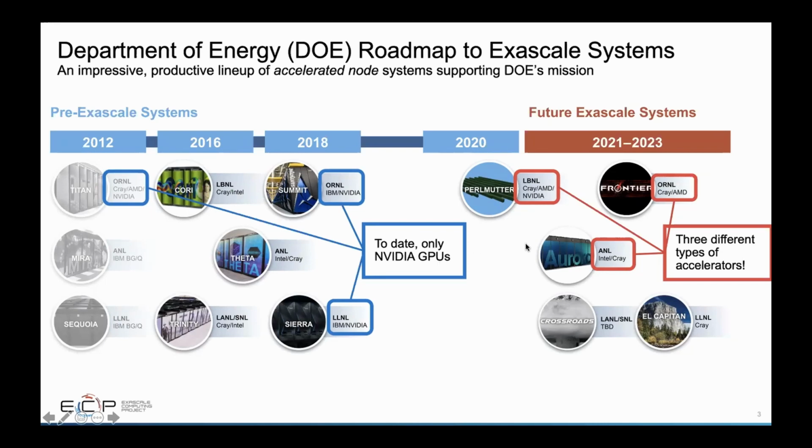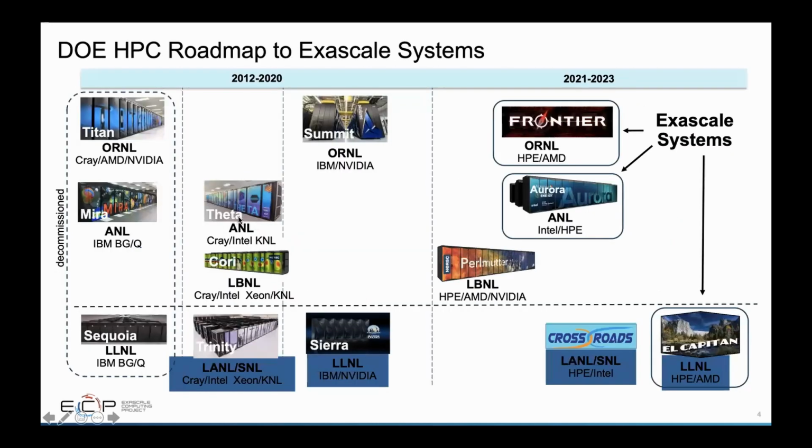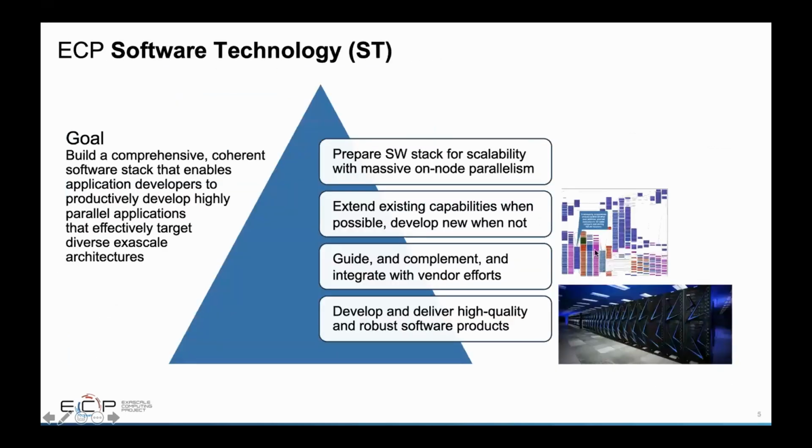Now going into the future, Perlmutter at Berkeley Lab has NVIDIA GPUs, but there are other GPU architectures as well of interest to DOE, including AMD and Intel. And this is the roadmap to exascale systems, where we can see our current Summit and Sierra systems. So our goal is to build a comprehensive, coherent software stack that enables application developers to be very productive and to develop parallel applications that can target these diverse exascale architectures.